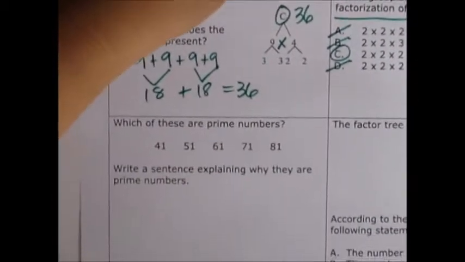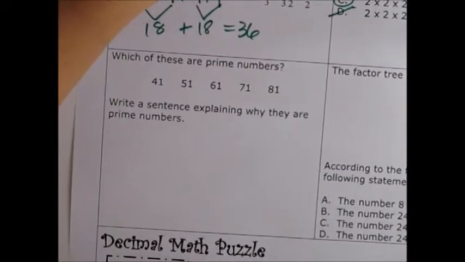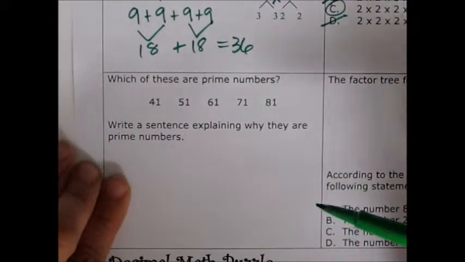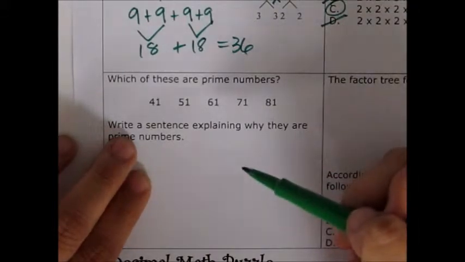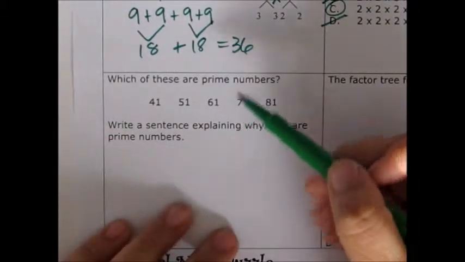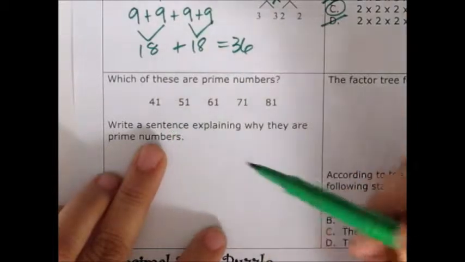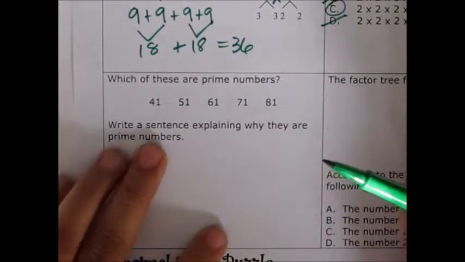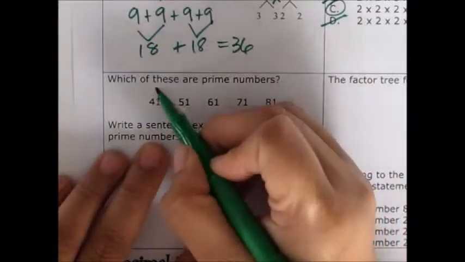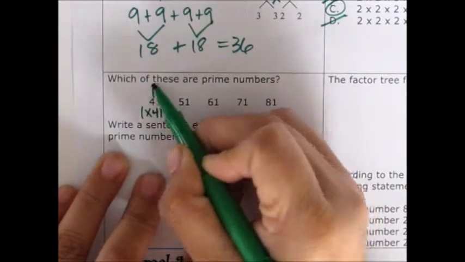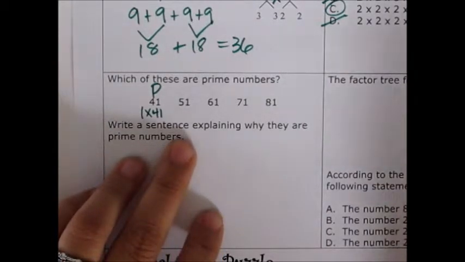Okay, let's move on to this one. Which of the following are prime numbers? Okay, so let's look at this. 41. I know 8 times 5 is 40. So I think that one is a prime because only 1 times 41 would give me 41.